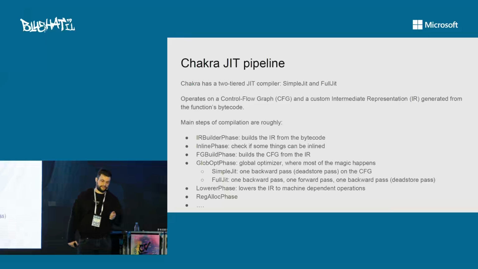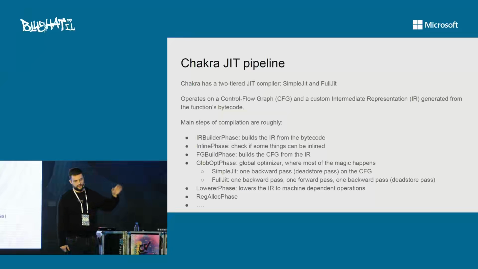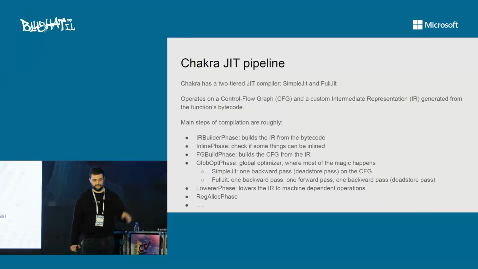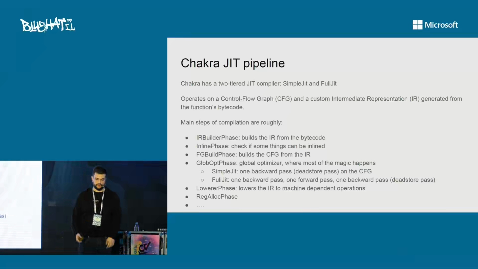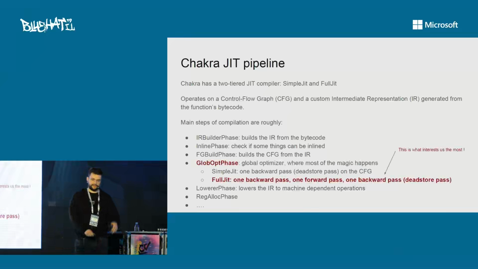Then the flow graph build phase, which builds the control flow graph. Then we have the globopt phase, short for global optimizer. It's where most of the magic happens and what we'll be focusing on. Then you have other phases, which start to be machine independent, up until the lower phase. Everything is done independently of the architecture we're dealing with, to some extent. As I said, the global optimizer is what interests us the most. If you're going to look for bugs, or have looked for bugs, more than likely that's what you've looked at, because that's where most of the bugs are lying.